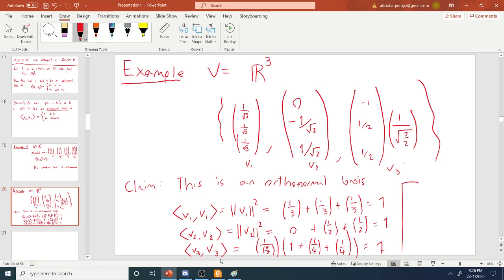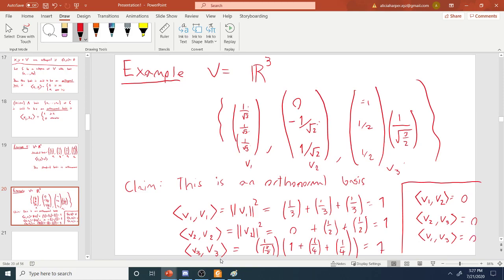And you can also see that the inner product of V1 with V2 is equal to 0. The reason that's true is that you take 0 times this, and then you add this times this, plus this times this, but this times this will cancel with this times this. And then you can also likewise see that the inner product of V2 with V3 is 0, because you take this times this, which is 0, plus this times this, which cancels with this times this. And then finally, you have to check that V1 with V3 is 0.